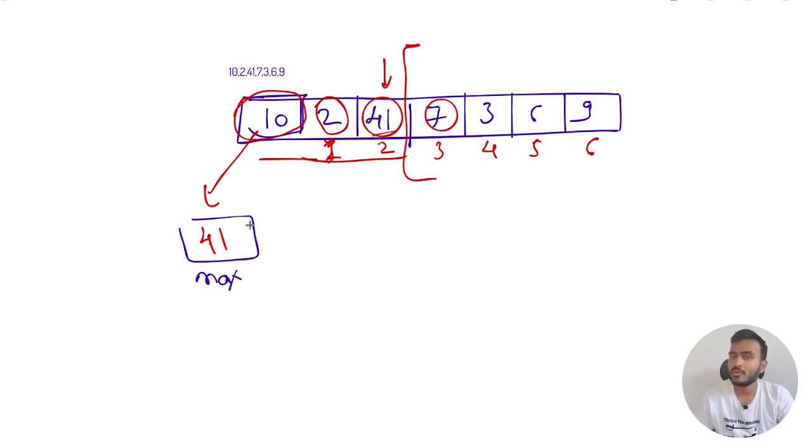Is 7 greater than 41? Answer is no, so we'll move ahead. Is 3 greater than 41? Answer is no. We'll move ahead. Is 6 greater than 41? Answer is no. We'll move ahead. Is 9 greater than 41? Answer is no.